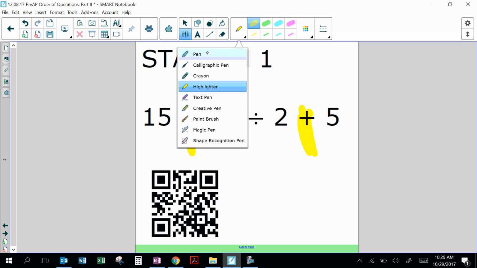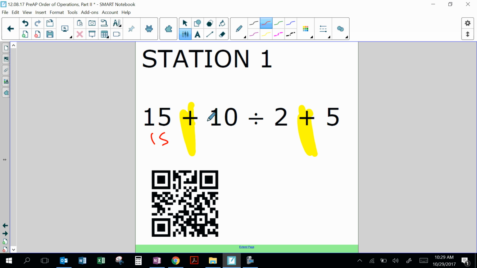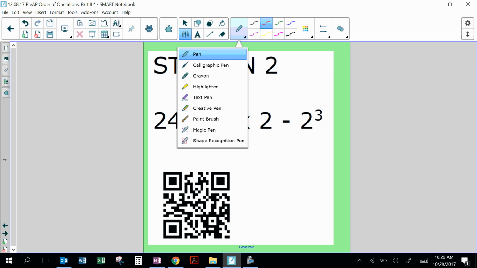Let's solve each term. 15 is the first term. 5 is the middle term. 10 plus 5 plus 5 is 25. So if you scan that, you will see 25. What about the next one?